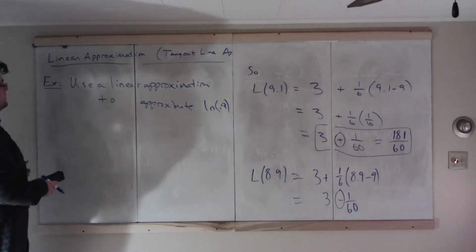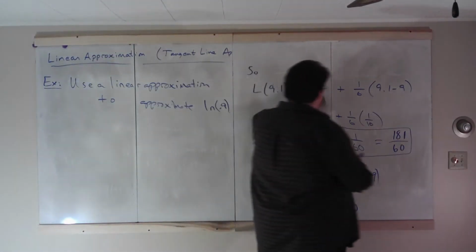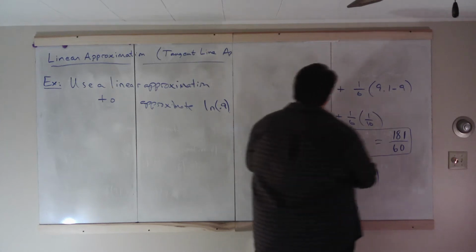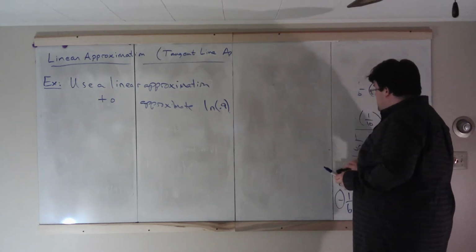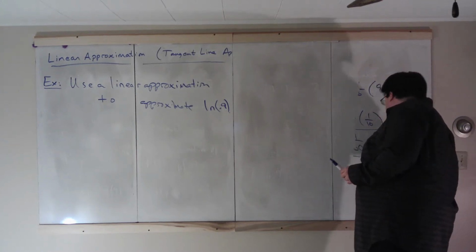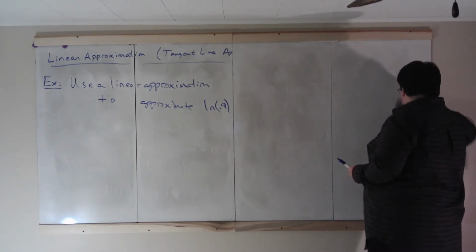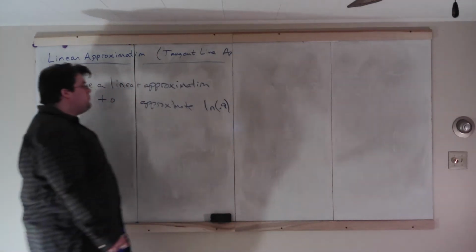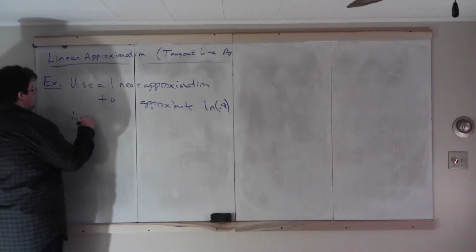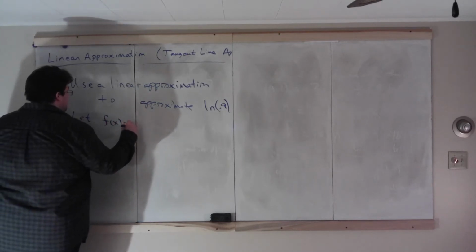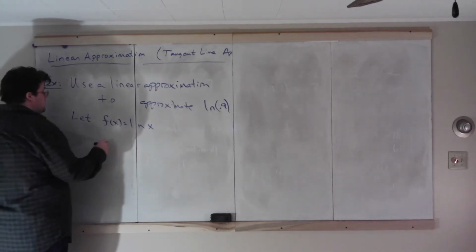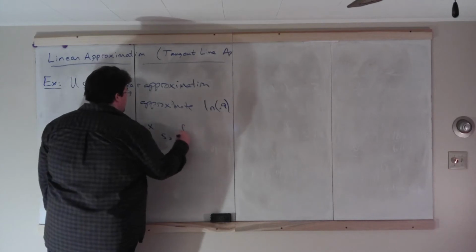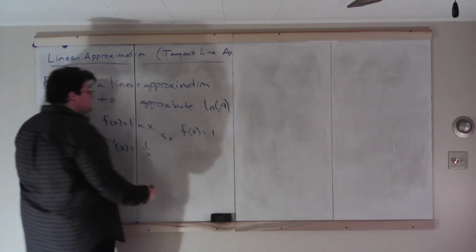Now, in the first example, I gave you the value we knew. We knew that we were looking near 9, because 9 was the value we knew. Well, log of 0.9, what number near 0.9 do we know the logarithm of? Well, we know logarithm of 1. Logarithm of 1 is 0. So here we're going to let f of x be log x. Then f prime of x is 1 over x. F of 0 is log of 0, which is 1.